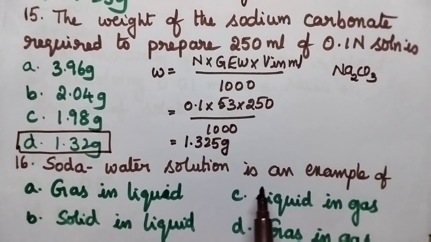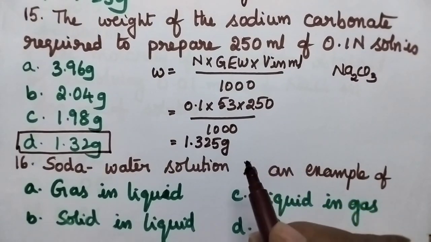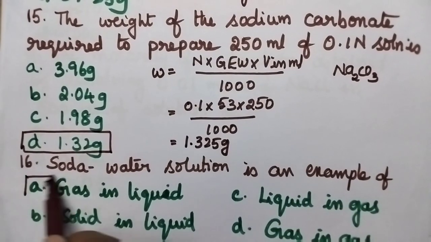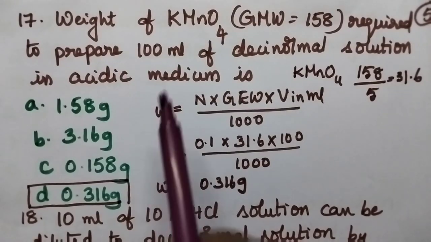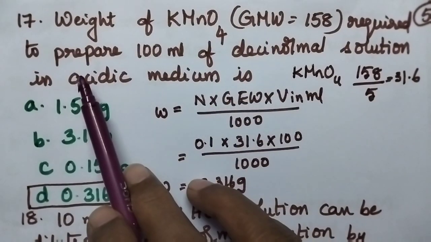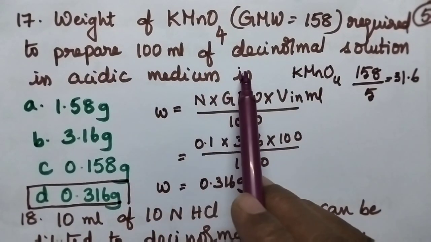Soda water solution is an example of... So it is an example of gas in liquid system. So option A is the right answer. The weight of potassium permanganate required to prepare 100 ml of decinormal solution in acidic medium is.